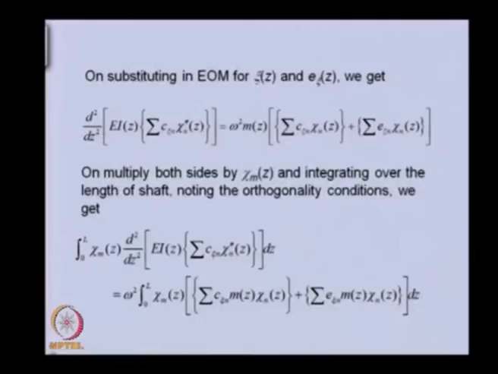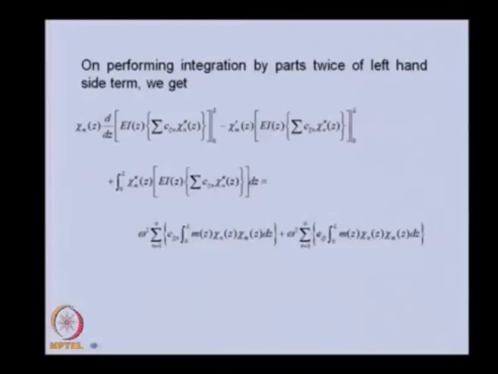In this term, we are doing integration by parts twice, taking this as the first function and this as the second function, so that this derivative comes here. Basically, this is the first term, differentiation of the first term and integration of the second term, limit 0 to L, and then minus this, the differentiation of the first term, integration of the second term, 0 to L.